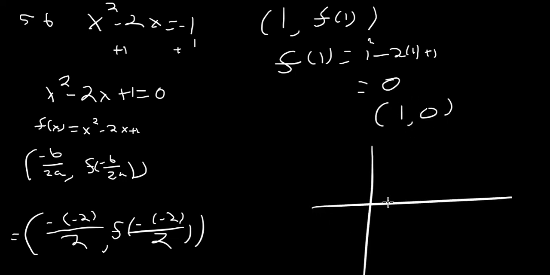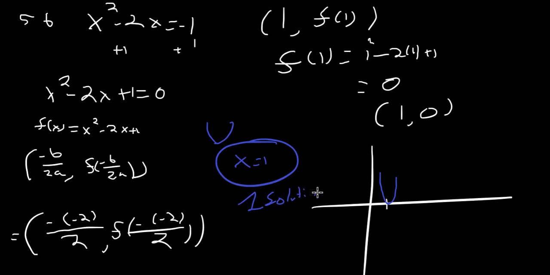So if I were to graph this, we'd have a point right here. Now this parabola, since it has a positive coefficient on x squared, is going to open up. So if it has a minimum value when x equals 1, it will never touch the x-axis in any other place. So we know x equals 1 is our one solution. We only have one solution here.